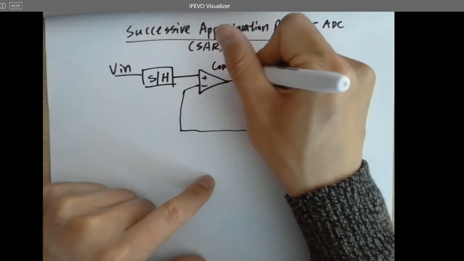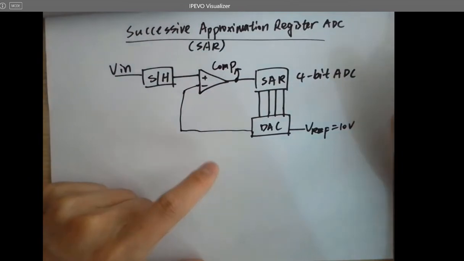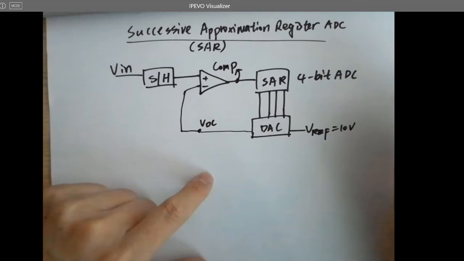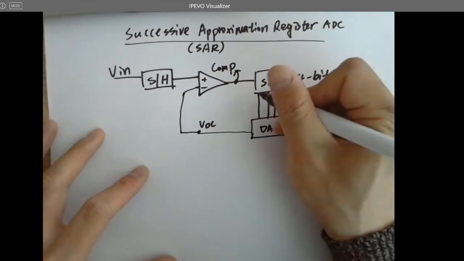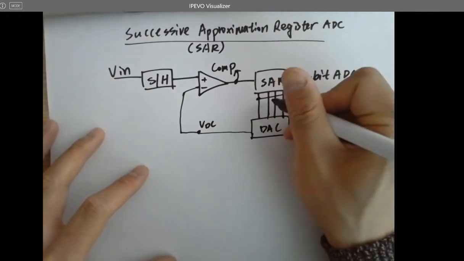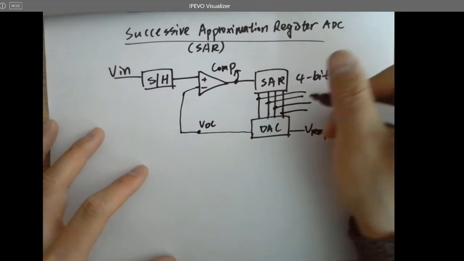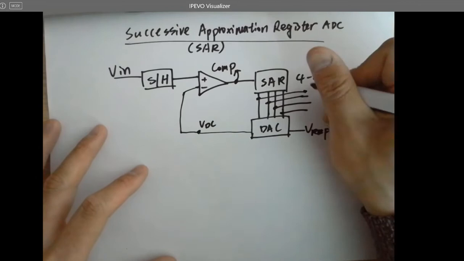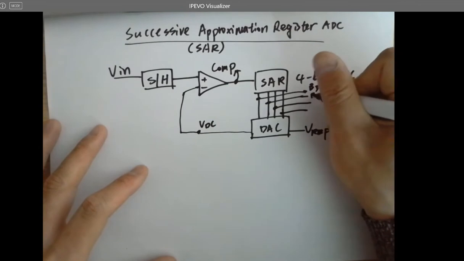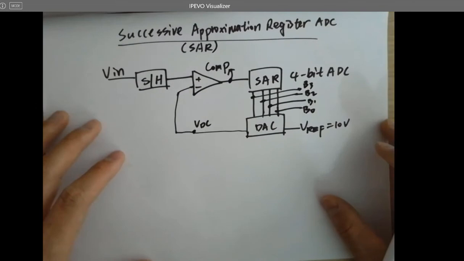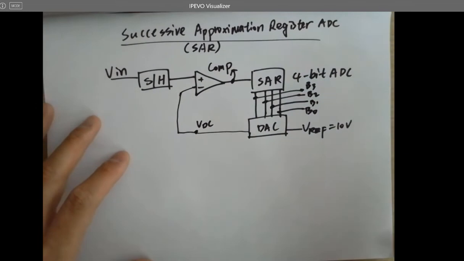The signal here, I'll just call it comp for short. And the signal here is called VDC. And here are all the bits for the SAR's output, the MSB first. Let's call them B3, B2, B1, B0. Right, so that's everything about the SAR ADC.